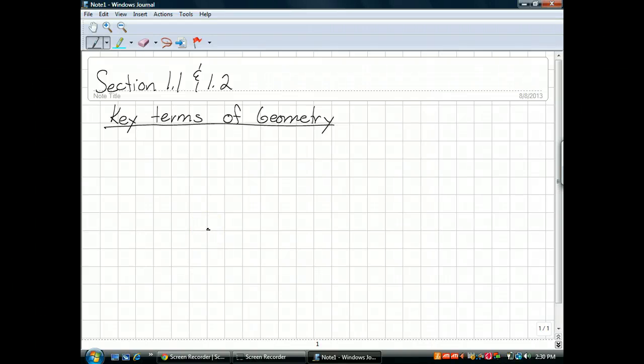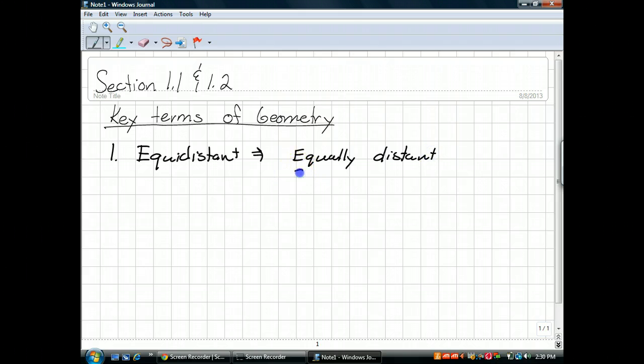Section 1.1 and 1.2. These two sections deal mainly with key terms of geometry, so we're mostly going to be looking at definitions. So the first term that we want to identify is the term equidistant. And equidistant means literally equally distant, or in other words, the same distance.